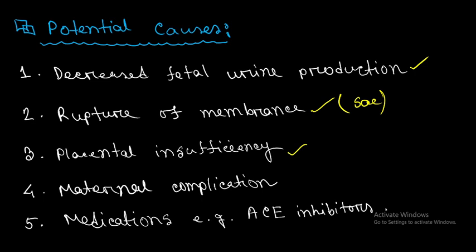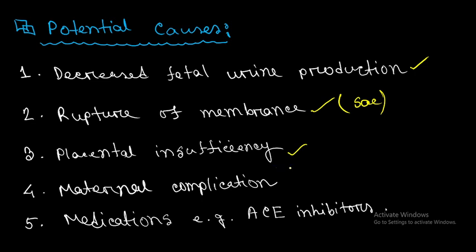Number 3, a potential cause may be placental insufficiency. Inadequate blood flow through the placenta can affect fetal urine output and amniotic fluid volume. Number 4, there might be some maternal complications. For example, preeclampsia, hypertension, and diabetes can contribute to oligohydramnios.